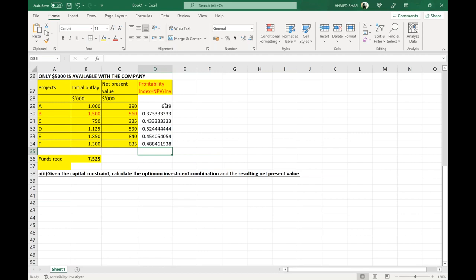Once you have the profitability index of each option, the next step is you must rank all projects based on their profitability index. So which is having the highest profitability index? 0.52 first, then second, then third, then fourth, then fifth, and then sixth.